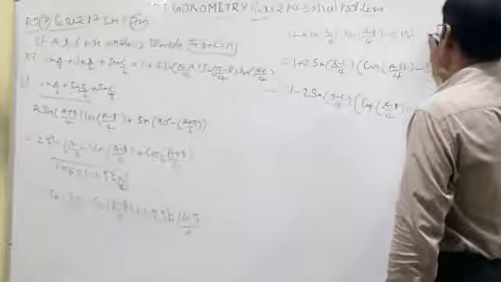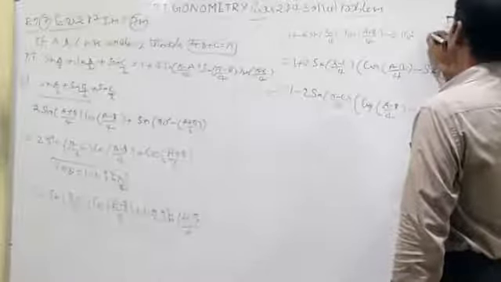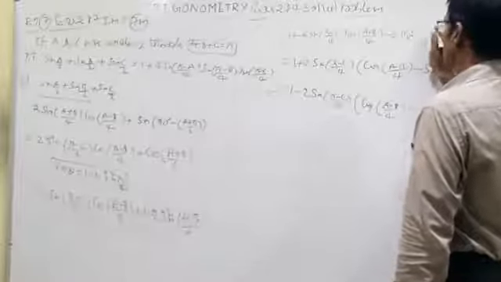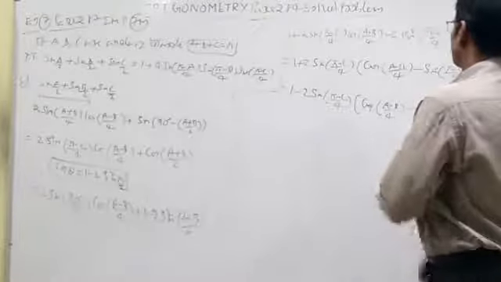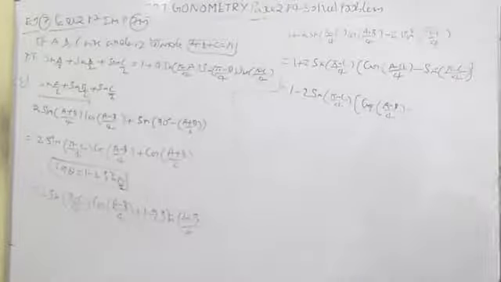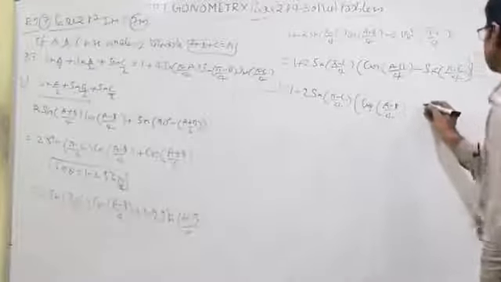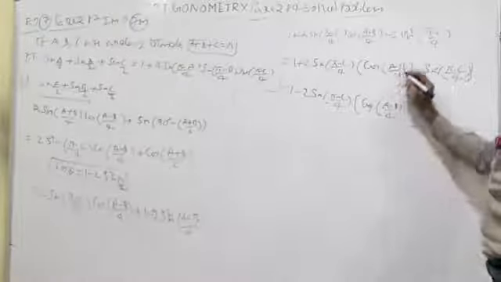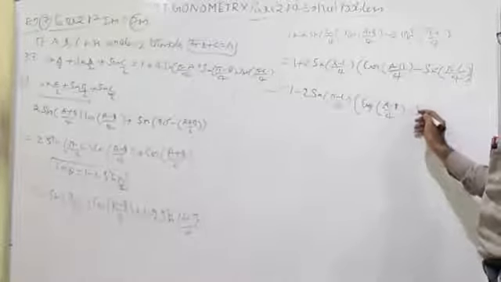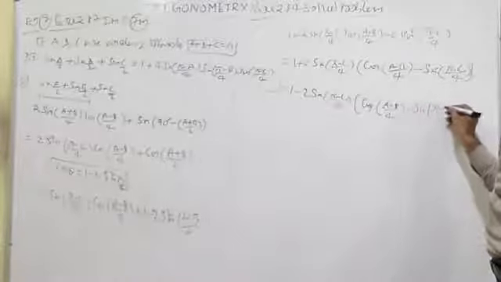Of course, sin a plus b we have taken common. Anyhow, it is pi minus c by 4. Sin of pi minus c by 4, 1 minus 2 sin pi minus c by 4, cos of pi minus c by 4, and sin pi minus c by 4 becoming sin a plus b by 4.